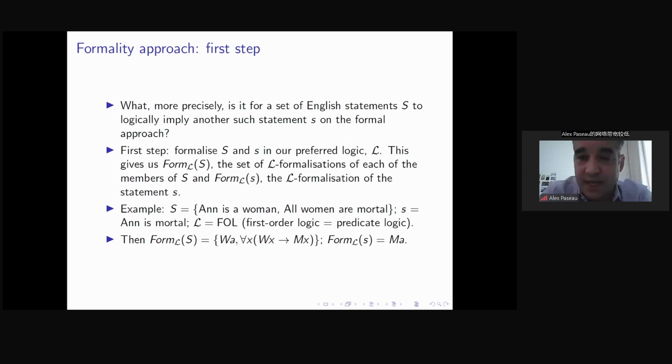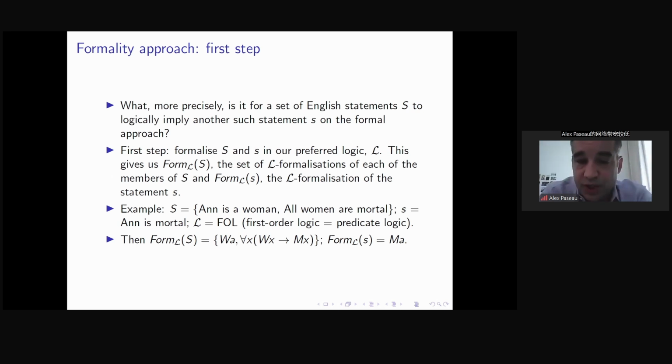I'm going to use English as my example throughout because this talk is in English, but it can be any natural language. And as I said, when I say natural language, I include technical parts of natural language. So what is it for a set of English statements, I'm going to call that big S, to logically imply another English statement, which I'm going to call little s? Well, on the formal approach, you formalize big S and little s in your preferred logic. Call that preferred logic L, just to stay fairly general.